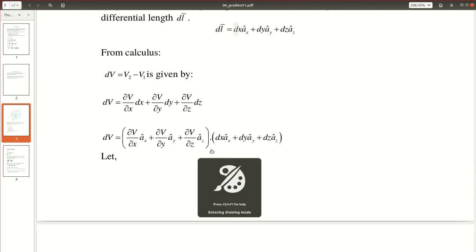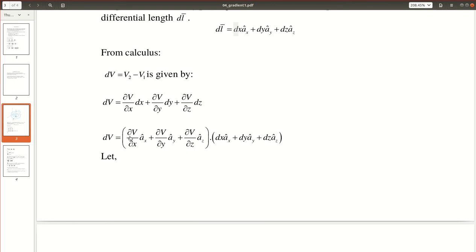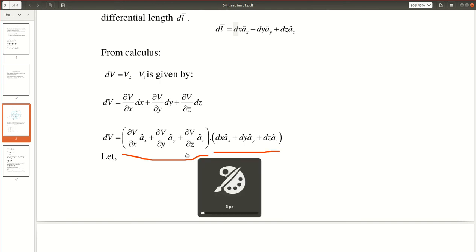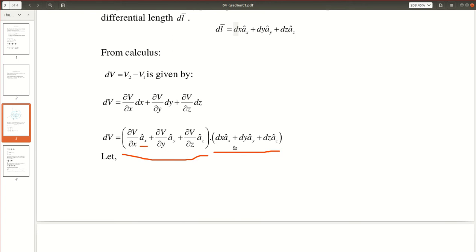Okay, so here, as you see, it's differentiation over V, over the voltage, and here the displacement. Now if I multiply, as you remember, ax by ax, it will give you 1. But ax multiplied by ay will give you 0, as you remember. So ay multiplied by ax gives you 0.